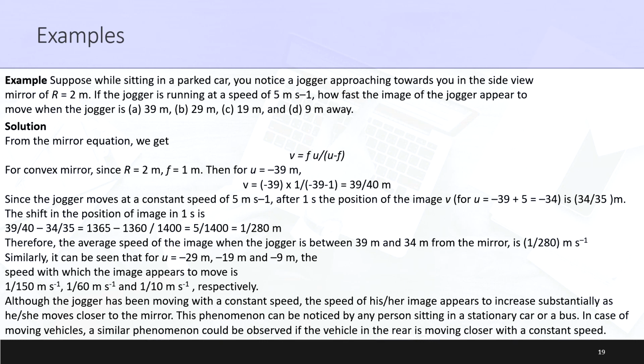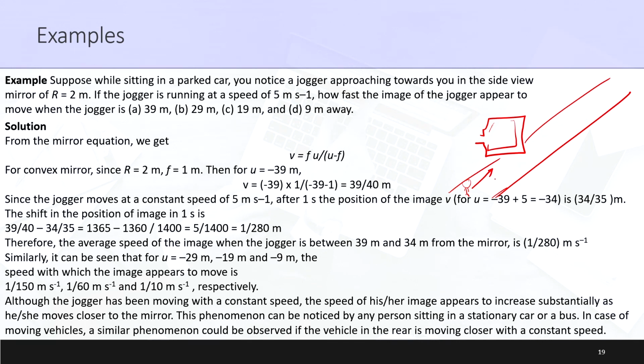So, the next question is: suppose while sitting in a parked car, you notice a jogger approaching towards you in the side view mirror of r equal to 2 meters. What it tries to say is, let us suppose this is your rear view mirror and this is a pathway. Let us suppose this is the complete pathway, you are trying to see a jogger, and let us say the jogger is here for now and it is moving towards you.